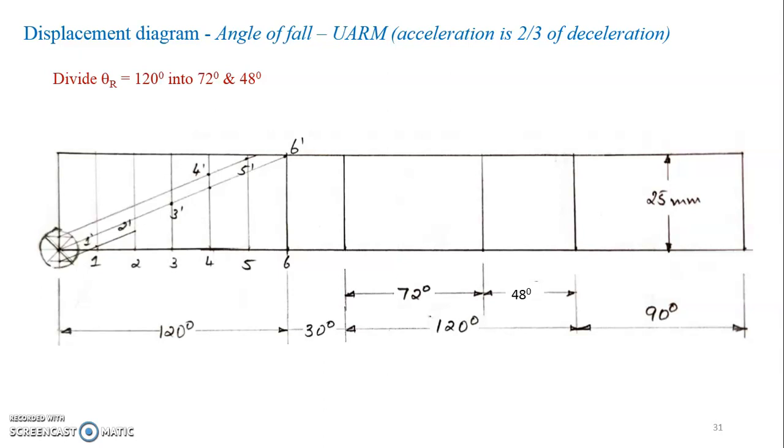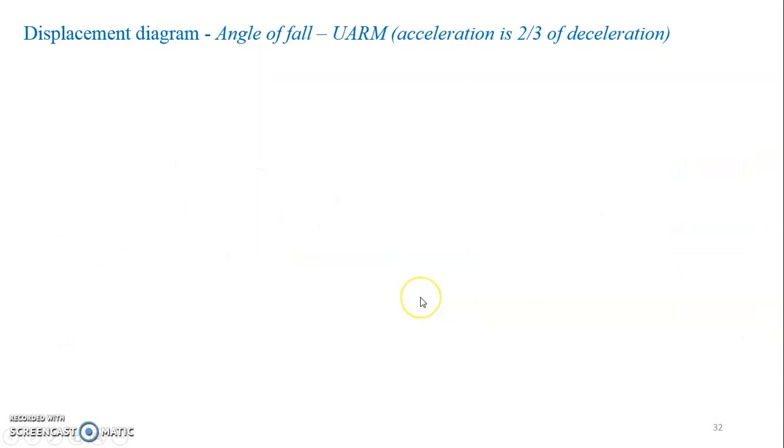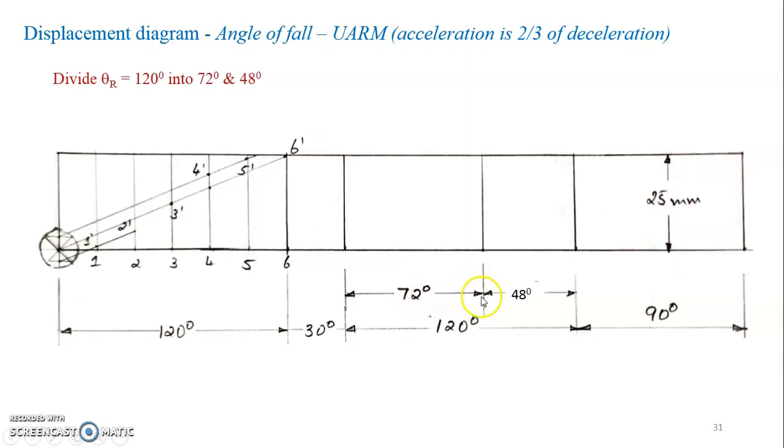24 degrees. Of these, 3 parts are for acceleration and 2 parts are for deceleration. That is how I got 72 and 48. So 120 degrees is divided into 5, where 3 parts are for acceleration and 2 parts are for deceleration. 24 into 3 is 72 degrees, and 24 into 2 is 48 degrees. So here it is, divide 120 degrees into 72 and 48.